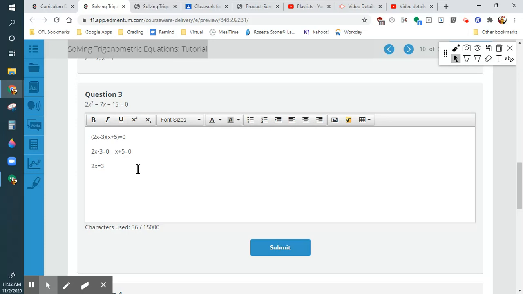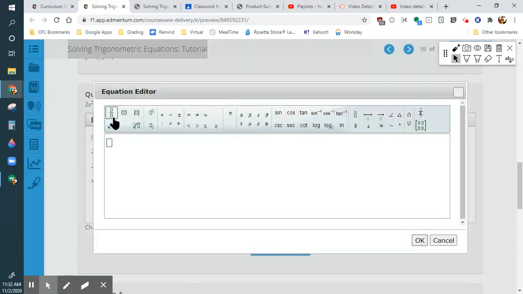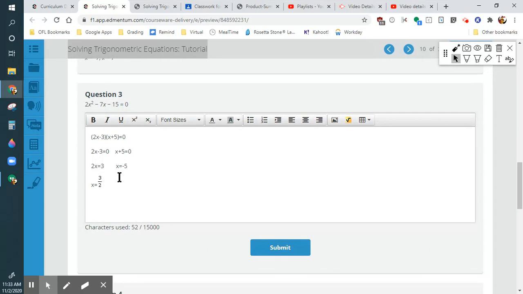So I add 3 to both sides. I add 3 to both sides and I subtract 5. And I already solved for x on one side, but the other one I have to divide. So I get x equals 3 halves. Which if I want to get fancy, I can do the little equation editor, push the little fraction button and go 3 halves. And then there's a fraction.